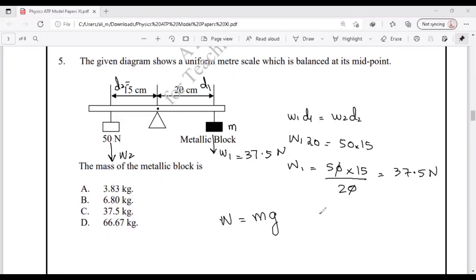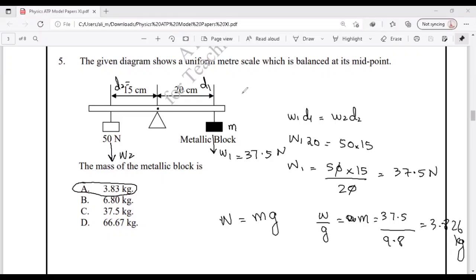We have to find the mass of that block, that is, weight W equals mg. So g will be divided on the other side of this equation. W over g is equal to mass. So the weight is 37.5 and the gravity is 9.8. So 37.5 divided by 9.8 will be 3.826. So 3.826 kilograms will be the mass of this block. So we have the right answer in option A.